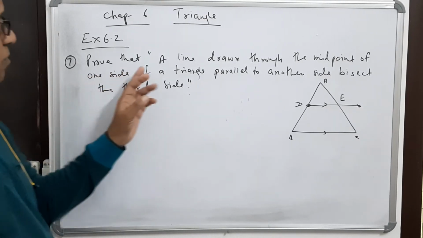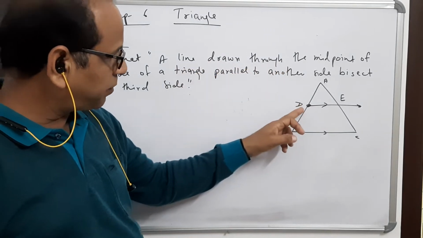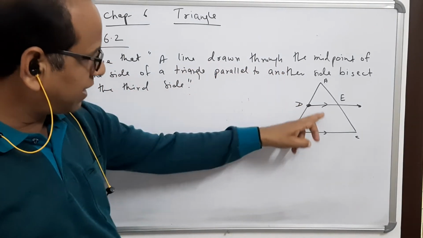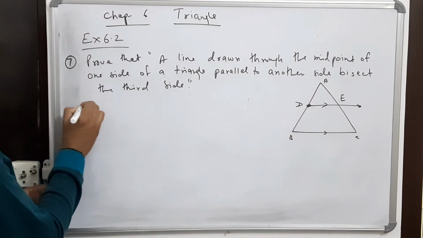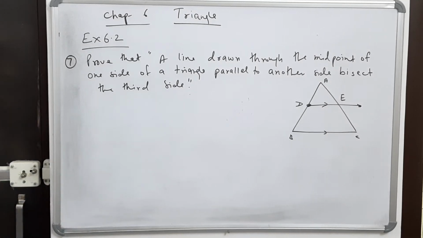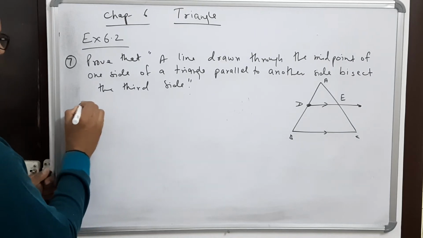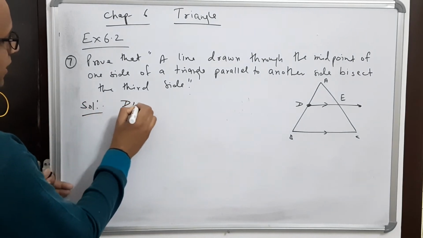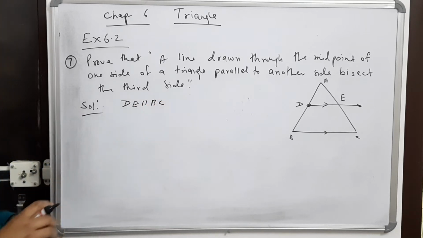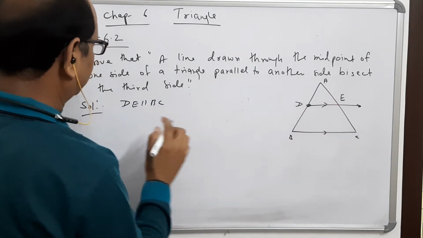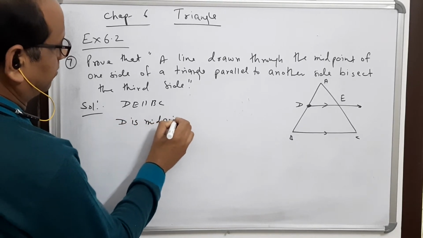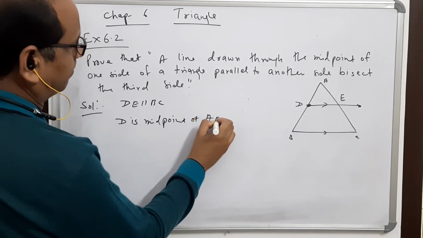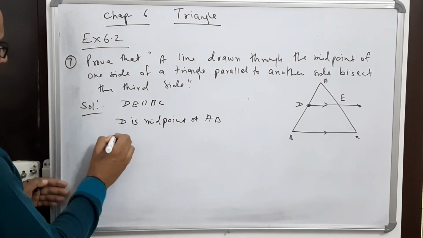See, dear students, prove that the line drawn through the midpoint of one side of a triangle parallel to another side bisects the third side. So here the answer of this problem is, if you study nicely, you will find that DE is parallel to BC. This line is parallel to this line and D is midpoint of AB.